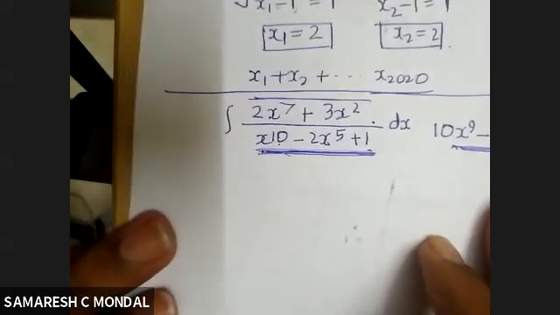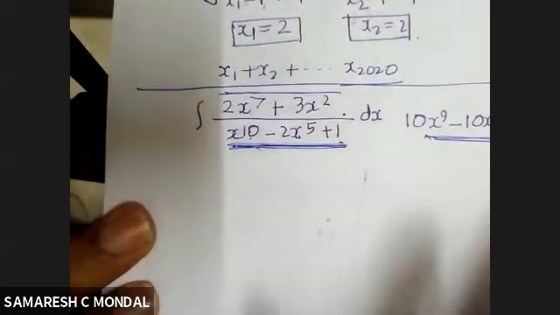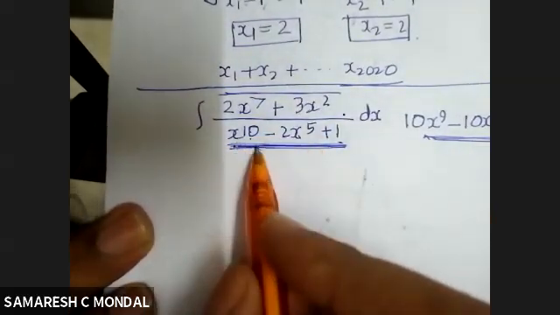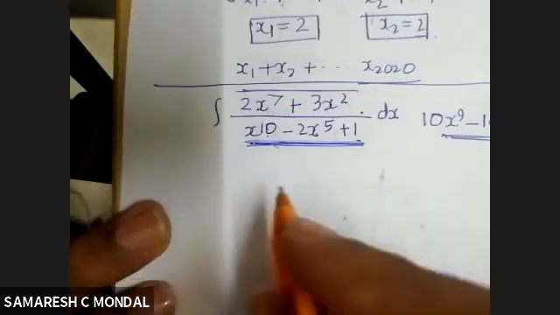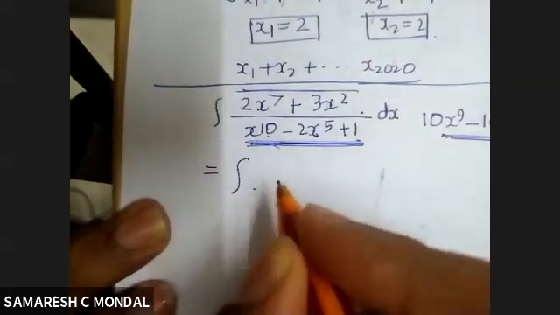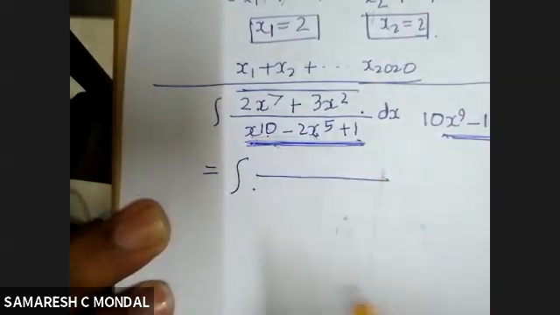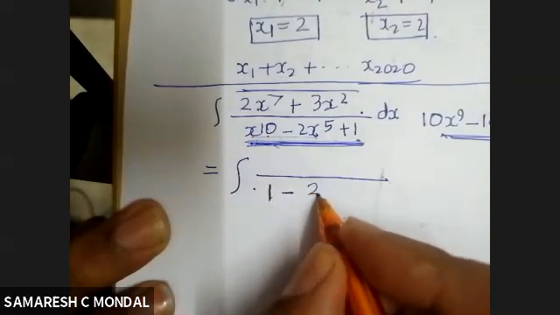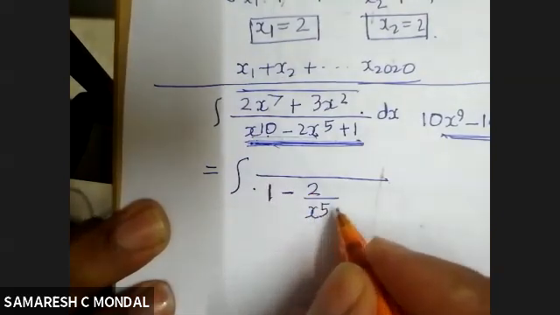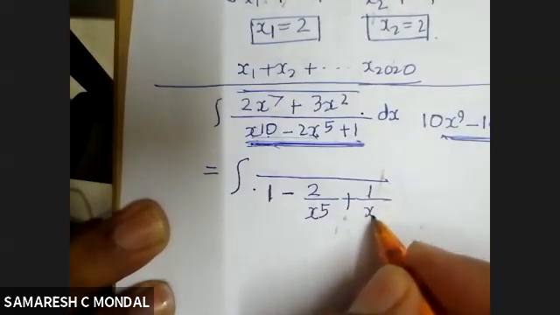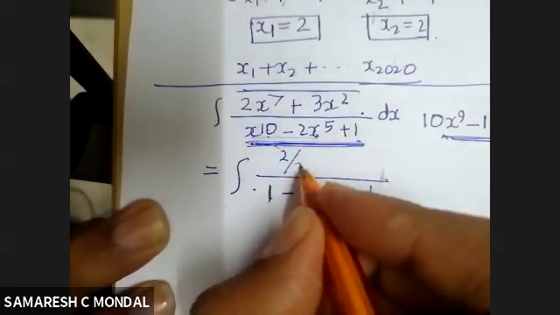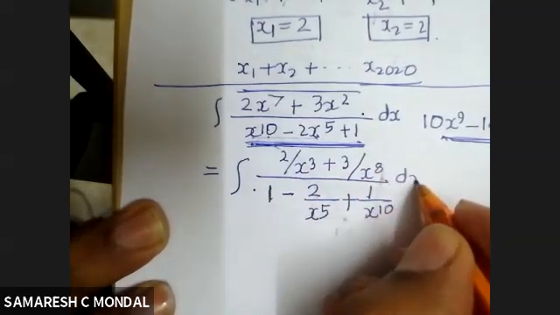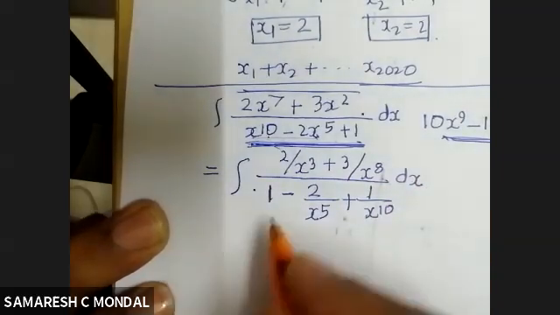So we'll try to manipulate or simplify something so that the differentiation of the denominator comes as the numerator. So what I'm going to do is divide by x to the power 10. You may ask me why I'm dividing. If I divide by x to the power 10, it will come 2 by x to the power 5 plus 1 by x to the power 10. The numerator becomes 2 by x cube plus 3 by x to the power 8 dx. Why did I divide by x to the power 10?